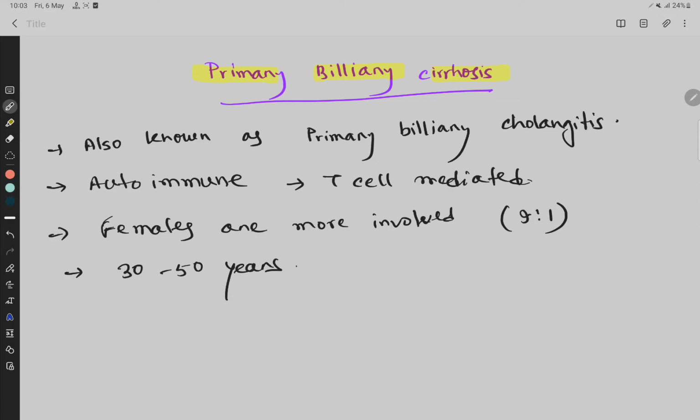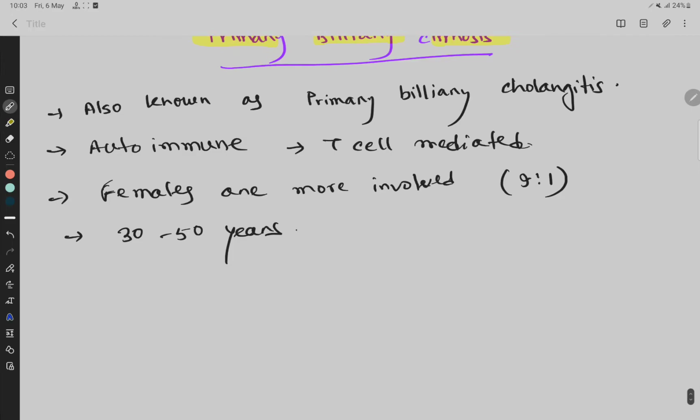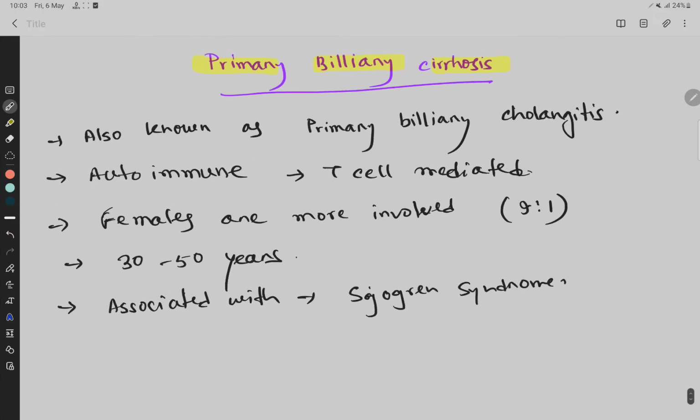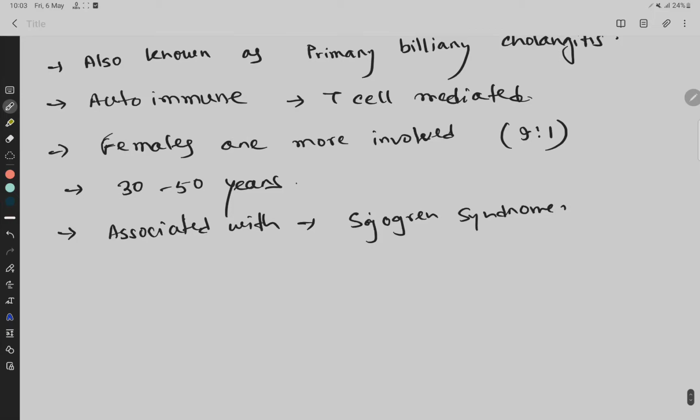It is important that this disease is associated with Sjogren's syndrome. So primary biliary cirrhosis, also known as primary biliary cholangitis, is an autoimmune disease, T cell mediated. Females are more involved, at 30 to 50 years of age, and it is associated with Sjogren's syndrome.